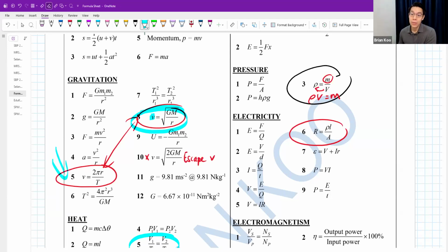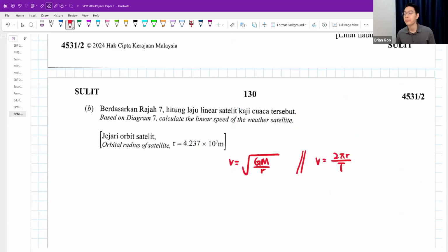Because number 5, this formula is using the assumption where the orbit is a perfect circle, which is not. We know it's an ellipse, right? It's using 2 pi r, a perfect circle. So it is not as accurate, but it's also a very, very close answer. So if you have the period, then you use number 5. If you have enough information to use number 8, then I would always prefer number 8.